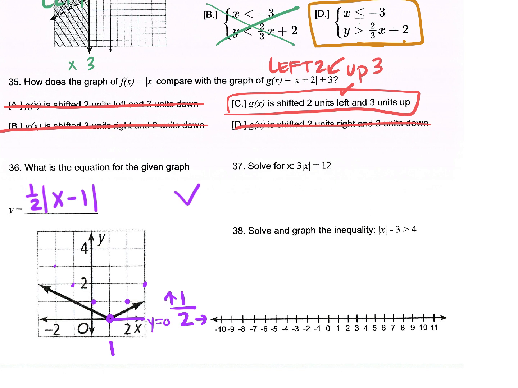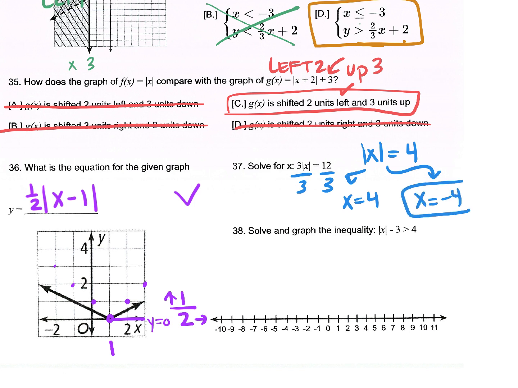37, this is what we did before where we solved. You have to get the absolute value bars by themselves. To do that, you divide both sides by 3, and you get absolute value of x is equal to 4. Remember though, this has 2 bars. Every time it has 2 bars, that means you have 2 equations. You have x equals 4, but you also have x is equal to -4. 2 bars, 2 equations, 2 answers.